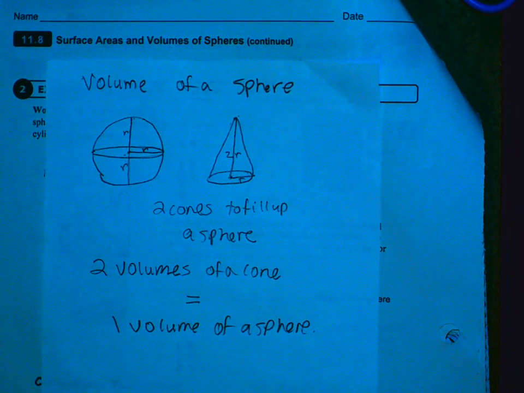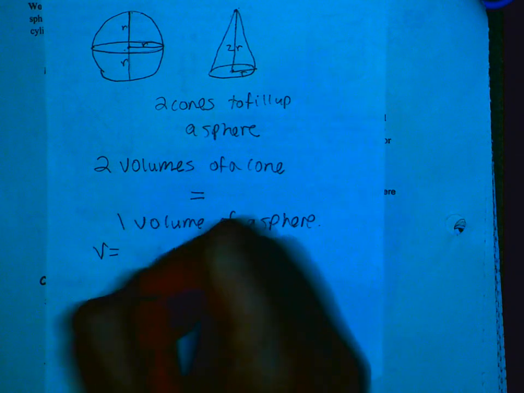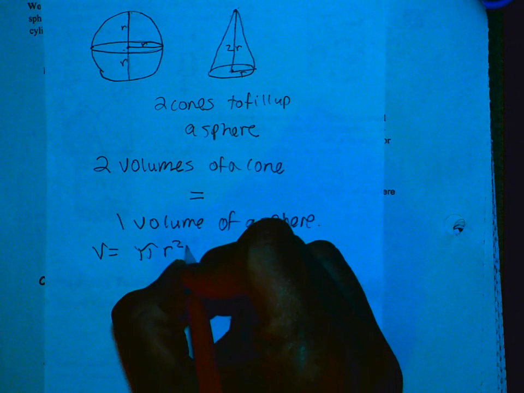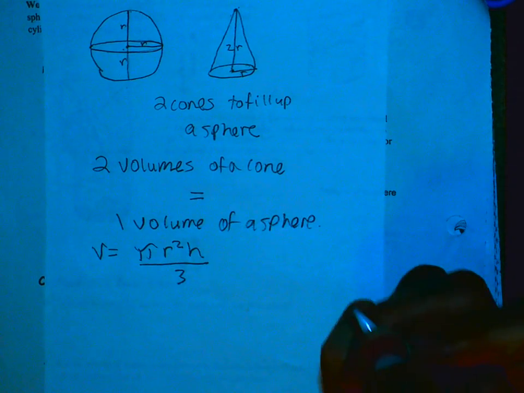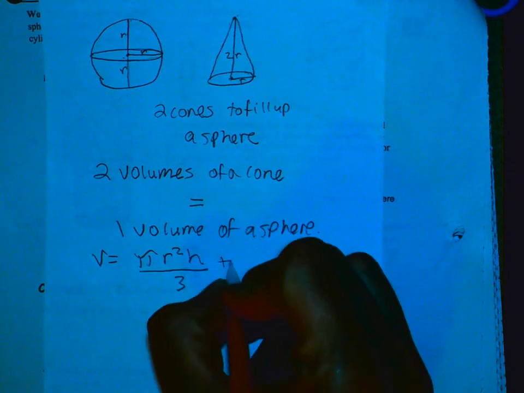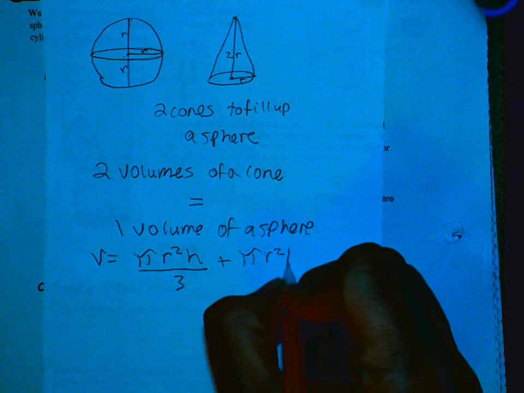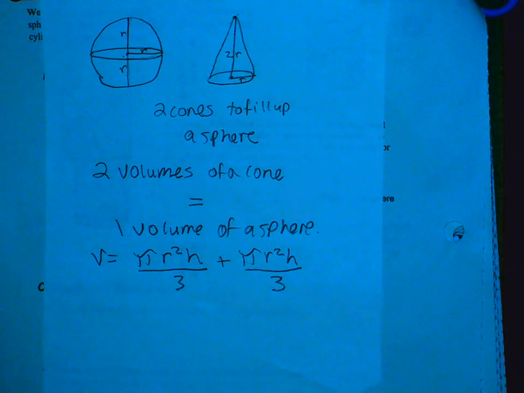So now let's start with some math here. What is the volume of one cone? The volume of a cone is pi r squared times the height of the cone, all divided by 3. So this is the volume of one cone. If I were to double that, this will be the equivalent to the volume of the sphere.